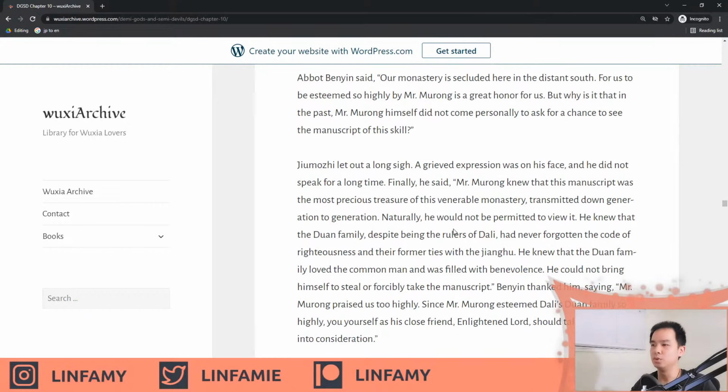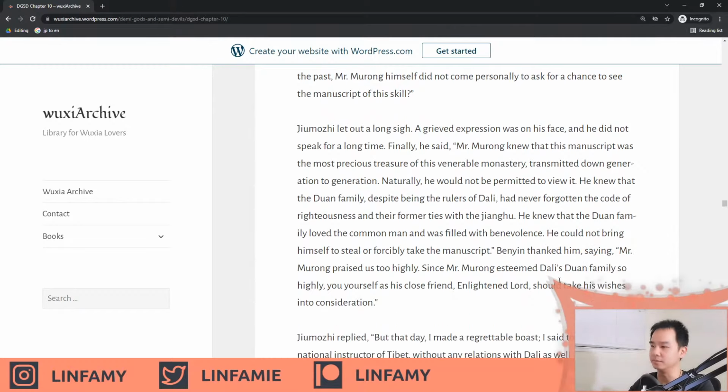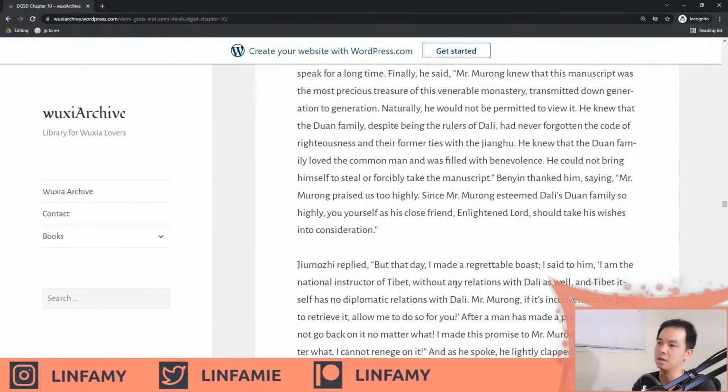Finally, he said, "Mr. Murong knew that this manuscript was the most precious treasure of this venerable monastery, transmitted down generation to generation. Naturally, he would not be permitted to view it. He knew that the Duan family, despite being the rulers of Dali, had never forgotten the code of righteousness and their former ties with the Jianghu. He knew that the Duan family loved the common man and was filled with benevolence. He could not bring himself to steal or forcibly take the manuscript." Bunyan thanked him, saying, "Mr. Murong praised us too highly. Since Mr. Murong esteemed Dali's Duan family so highly, you yourself as his close friend, enlightened Lord, should take his wishes into consideration."